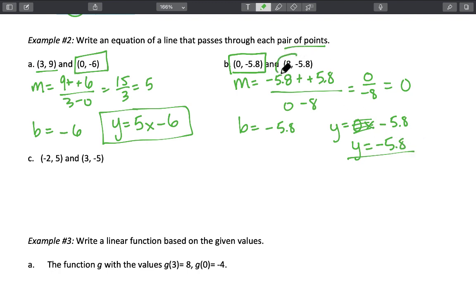You can confirm that by looking back at your 2 points. Isn't our y value both negative 5.8 for those 2 coordinates? And it is. So here is the equation of my horizontal line, y equals negative 5.8.